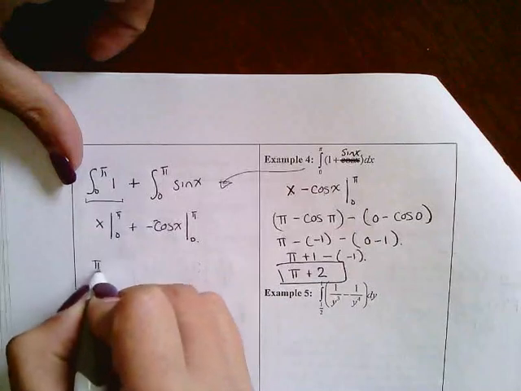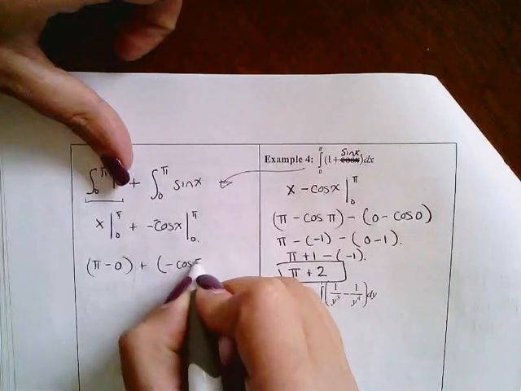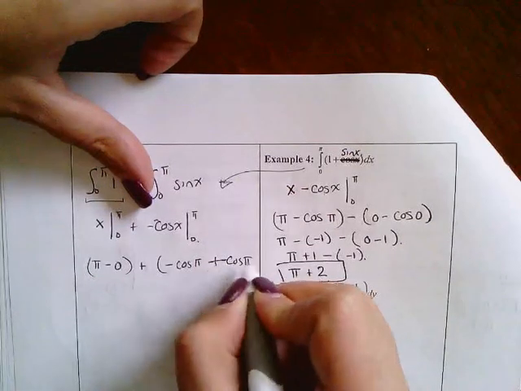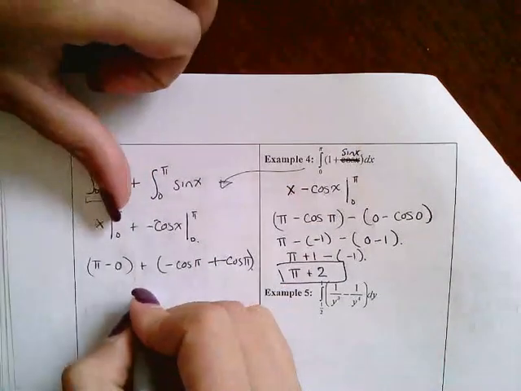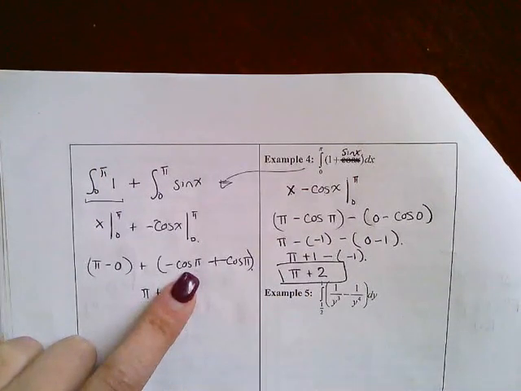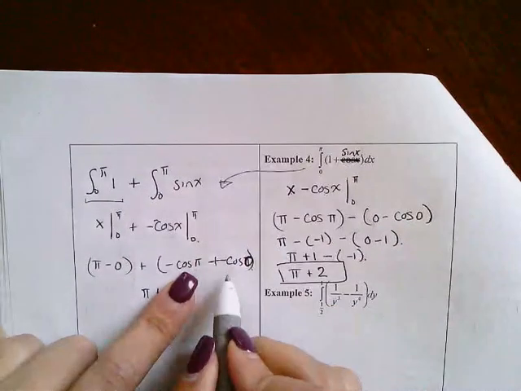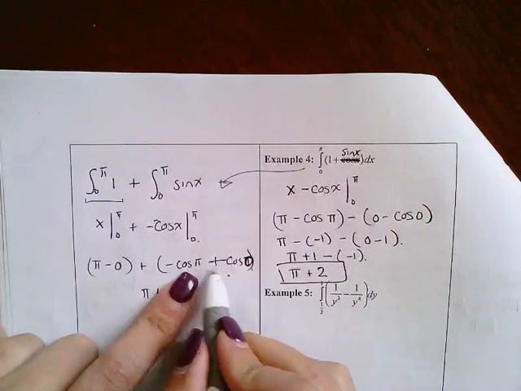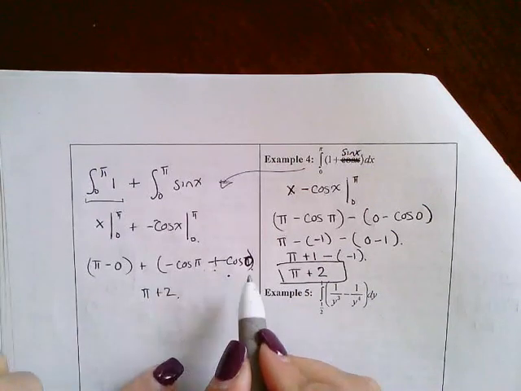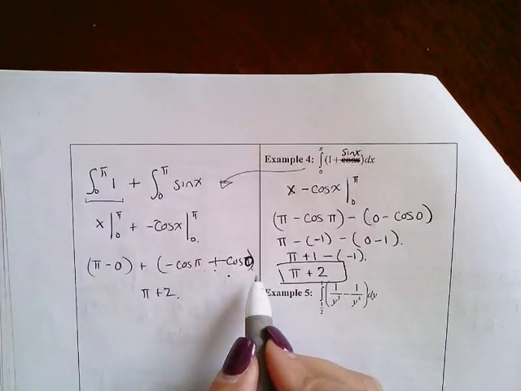Okay, so this is pi minus 0, and then this is going to be negative cosine of pi minus negative cosine of 0, which is the same thing as saying plus. And you'll end up with pi plus 2. Okay, because that's going to be our negative 1, and that should have been a 0. And that's going to be our 1, but because we are adding, so this is negative 1 plus, again, I'm doing some kind of math wrong here.